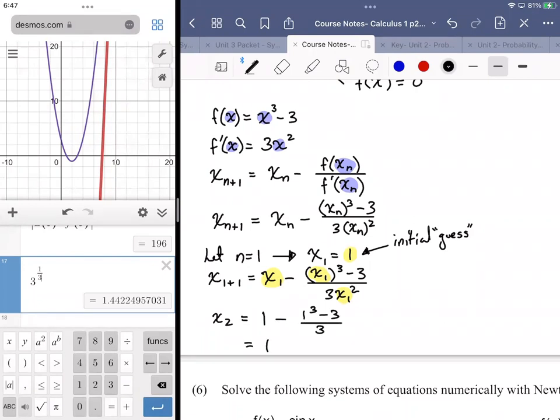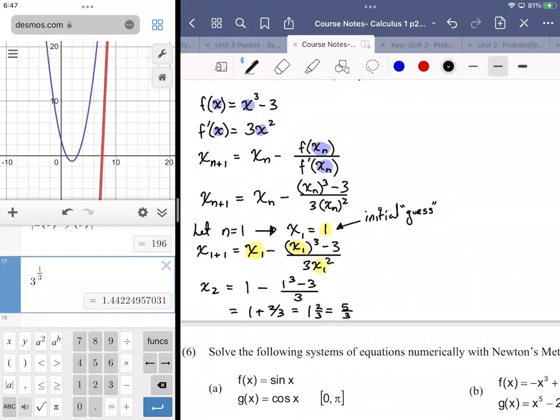So 1 minus 2/3, all right? So 1 minus 2/3, oh, negative 2/3, sorry. So 1 plus 2/3 is 1 2/3. But we probably want to have that as an improper fraction. So 1 2/3 is going to be 5/3. So that's my x sub 2.